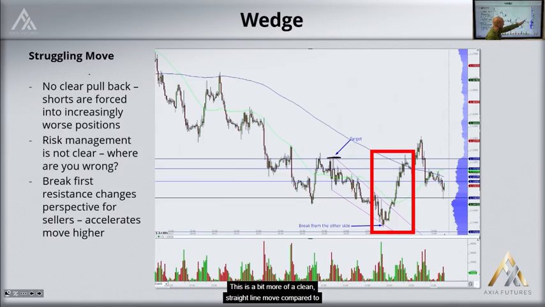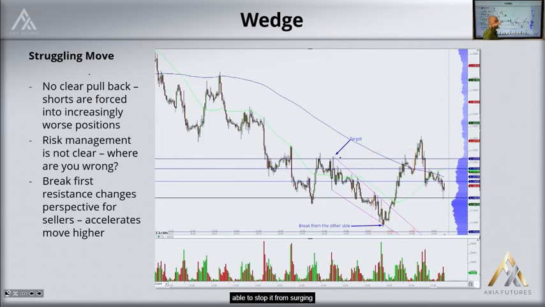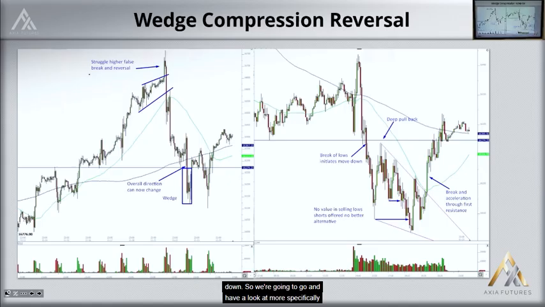This is a bit more of a clean, straight line move compared to, if you think about it time-wise, how long this takes to form versus how long it takes to reverse. Much less time in here compared to here, because this is then just forcing, or reversing, that struggle towards the downside. Essentially, a market that struggles down is a market that's running into enough buyers to be able to stop it from surging down. So we're going to go and have a look at, more specifically, the wedge created in here, the inability of a market to keep going.